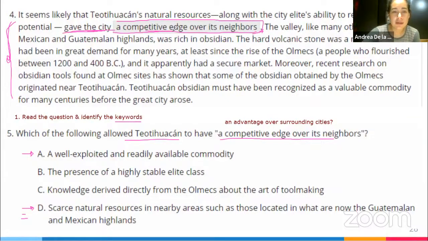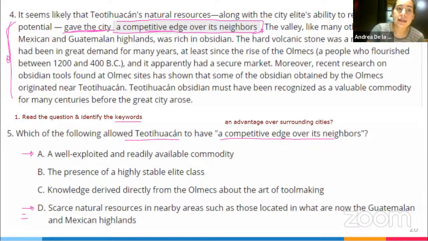This is the object. It gave the city the object, but they're asking for the subject. This thing gave the city a competitive edge. What gave the city a competitive edge? That thing, right? So we just need to look at the subject of the sentence. And we're gonna read what comes before.